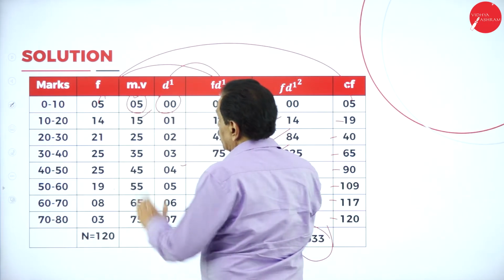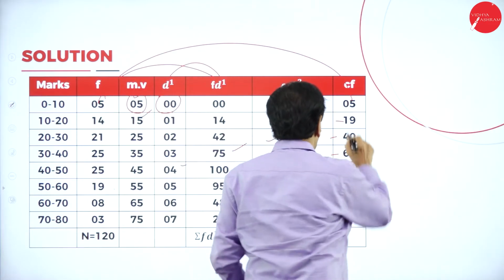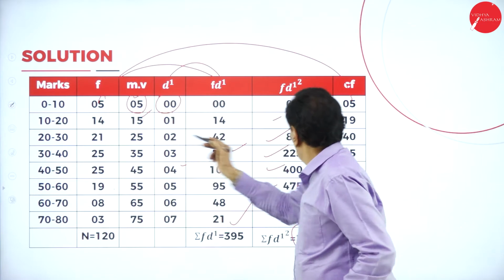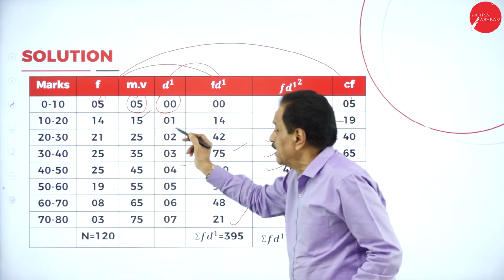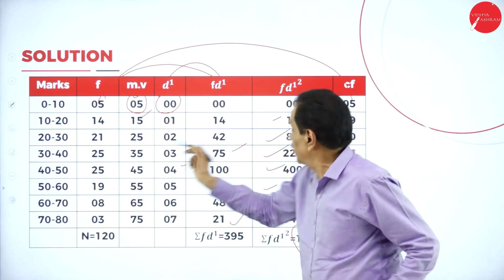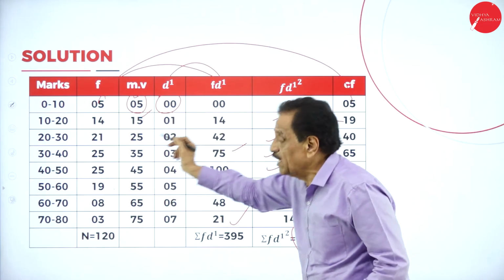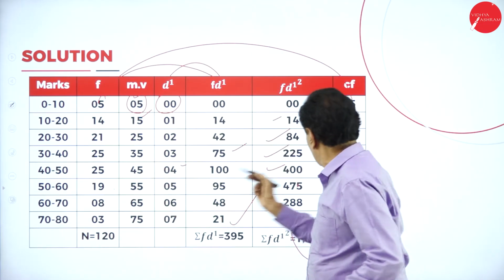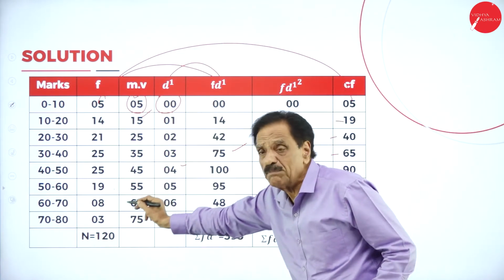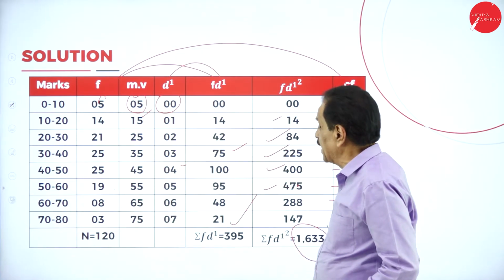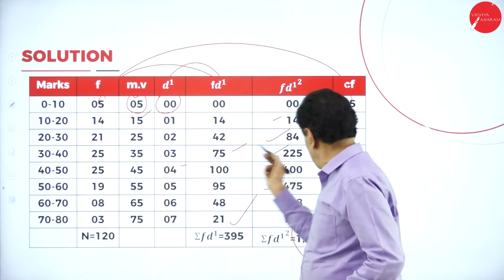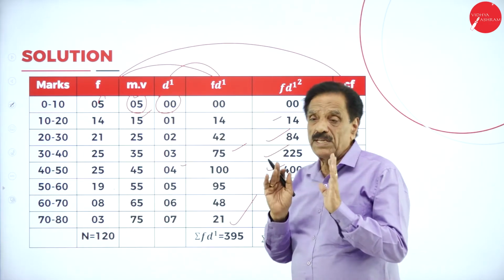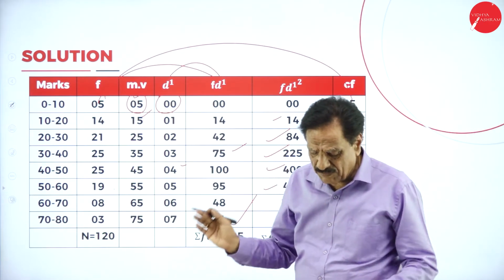How is it? First number is how much? Retain the 5. What is the next number? 5 plus 14, 19. 19 plus 21 comes to 40. 40 plus 25, 65. 65 plus 25, 90. 90 plus 19, 109. 109 plus 8, 117. 117 plus 3 is 120. So I add the frequency.